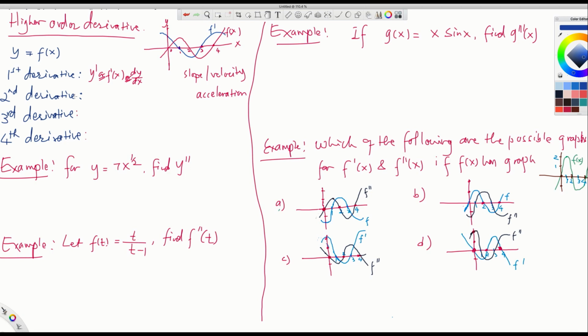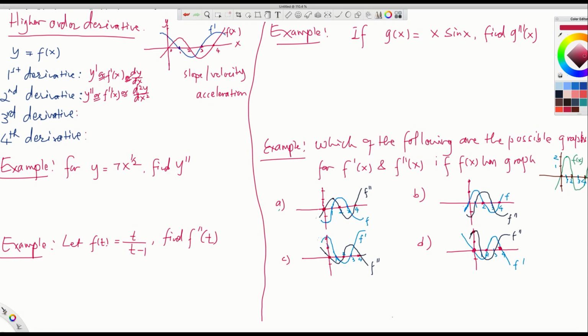So the second derivative is basically the derivative of y prime. Whatever you get as the derivative of y, that is y prime, you find the derivative of that thing. We denote that by y double prime, or f double prime of x, or d2y over dx squared. This is the notation for the second derivative.